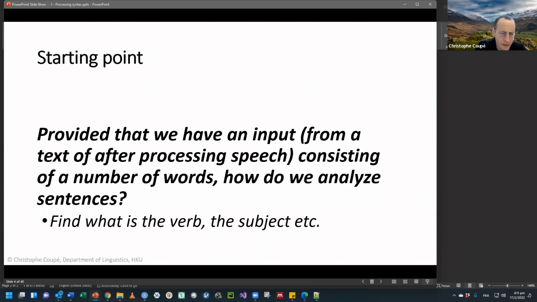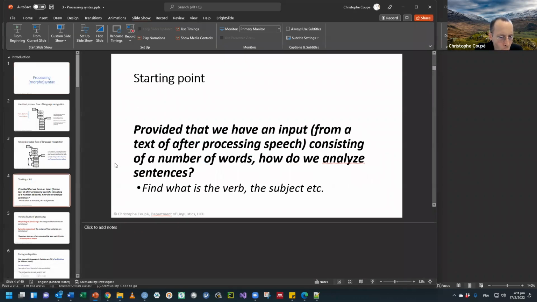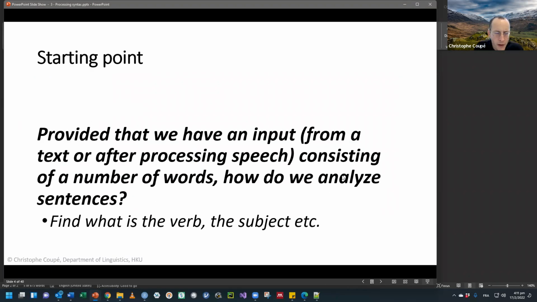So our starting point is, provided that we have an input from a text, or, sorry, there is a mistake here, or after processing speech. And this text, this input consists of a number of words. How do we analyze sentences? And by that, I mean, can we identify what is the verb, the subject, the adjectives? Can we do that? Because that should be helpful to understand the meaning, basically. So that's our starting question. The problem, the challenge we want to address.